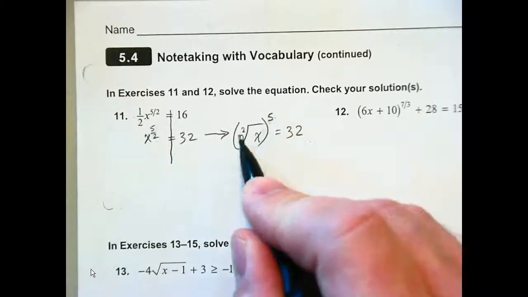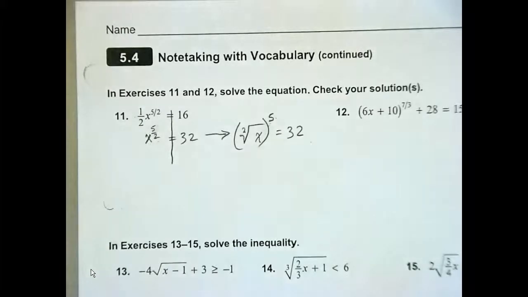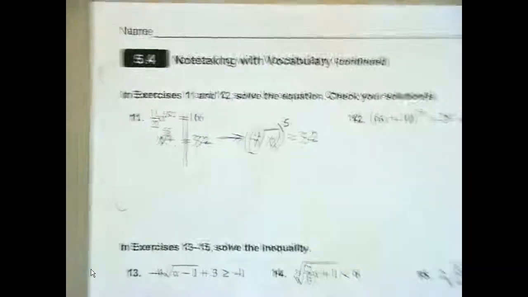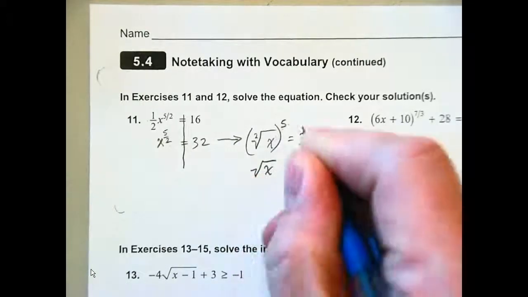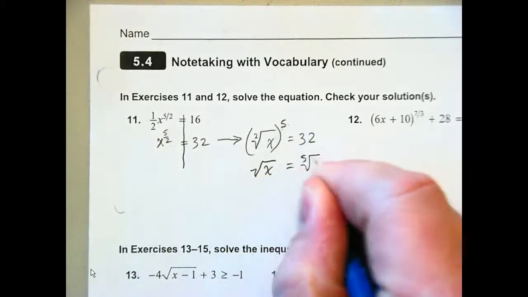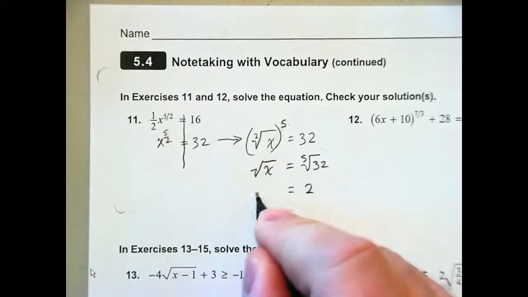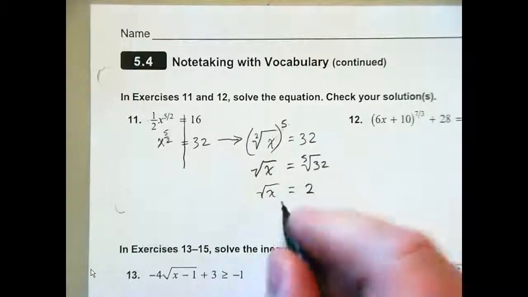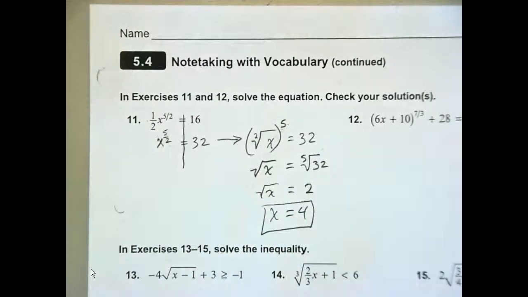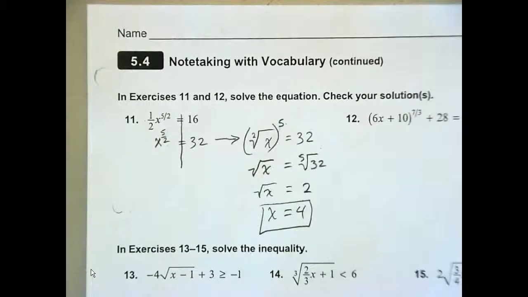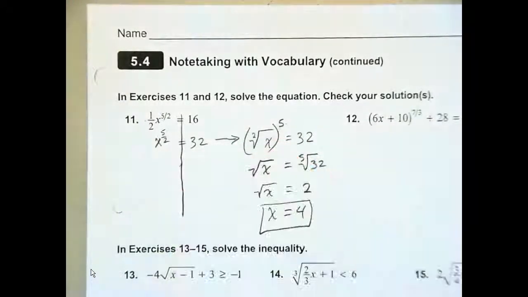You could deal with either of these first. I would get rid of the root first. So we'd have the square root of x is equal to the 5th root of 32, which we know as 2. So square root of x equals 2, and then square both sides, x equals 4. That is one way to do it. Any questions on that?